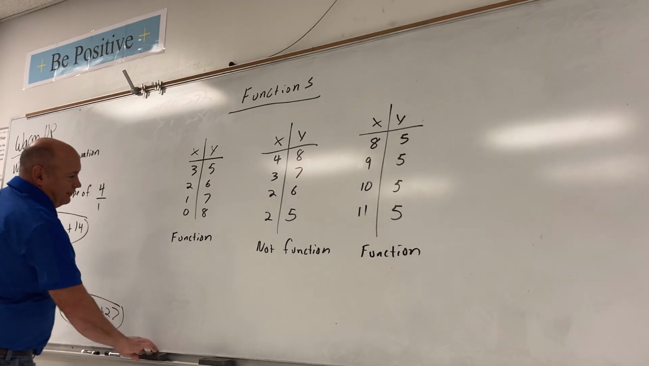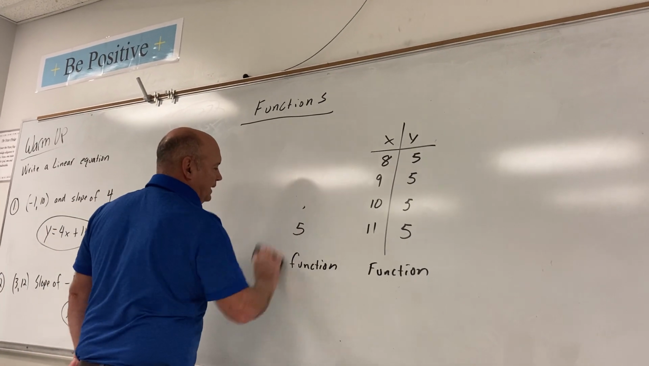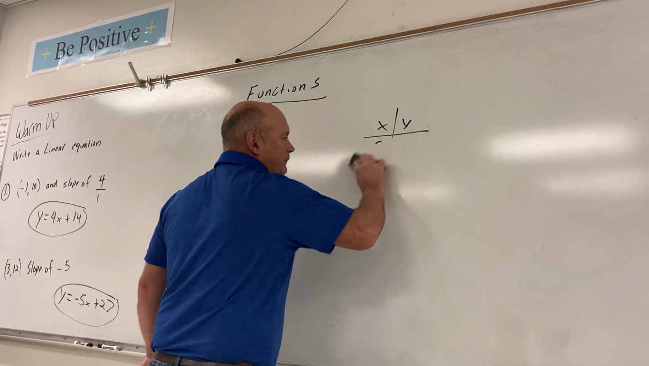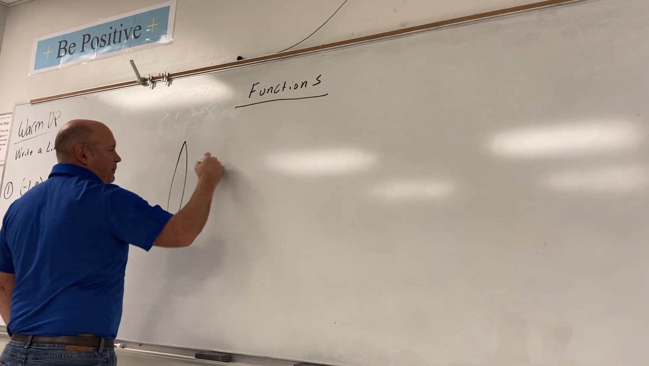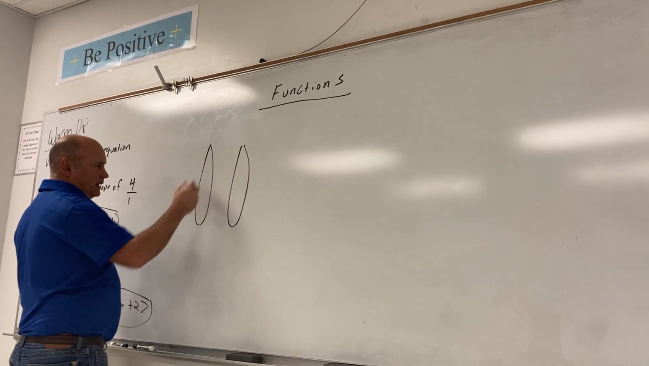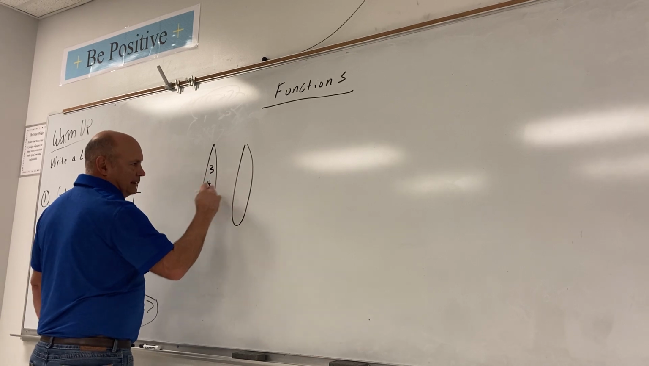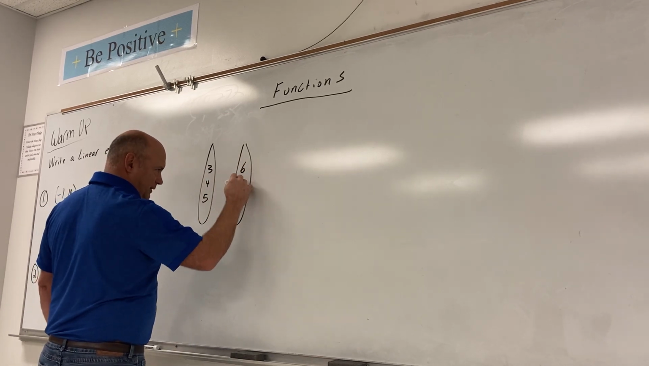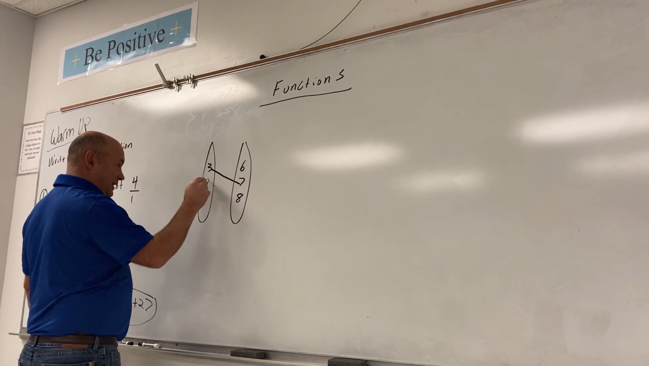All right, let's keep going. They might give you what's called a mapping. Let's take a look at a mapping. A mapping is 2 bubbles. There'll be numbers in one bubble. There'll be numbers in another bubble. There will be lines connecting numbers from this bubble to that bubble.